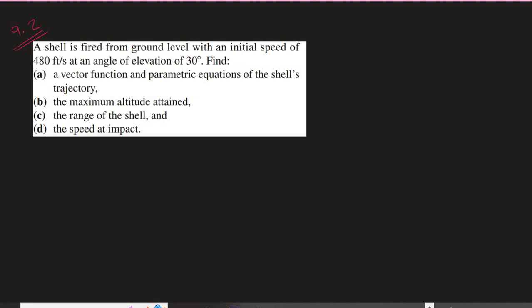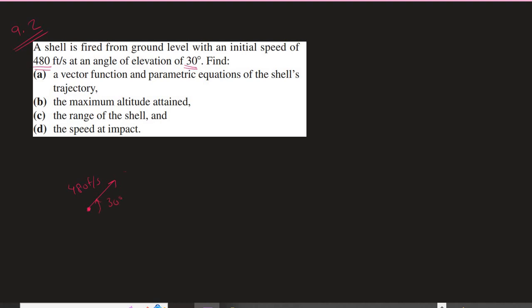Okay, let's get back to this problem. It says a shell is fired from ground level with an initial speed of 480 feet per second at an angle of elevation of 30 degrees. So let's just draw this. Let's say this is a shell. Now we're launching it with a speed of 480 feet per second, and at an angle of 30 degrees.